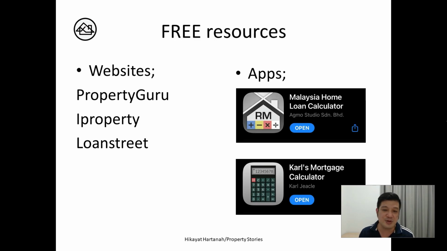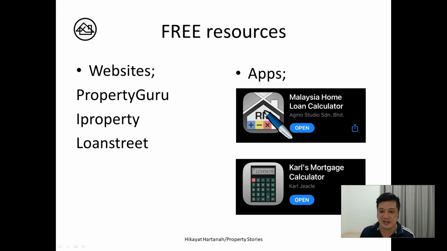So these are the free resources that you can use. Websites like Property Guru, iProperty, and Loan Street have their own loan eligibility calculators. So simple actually. You just log in on their website. I don't know whether the app has it, but on the website you can do it. Just insert your information, then you can compare loans on the spot, and how much you're eligible for is also there. But if you're more detail oriented, or if you're an agent, I recommend that you use these apps.